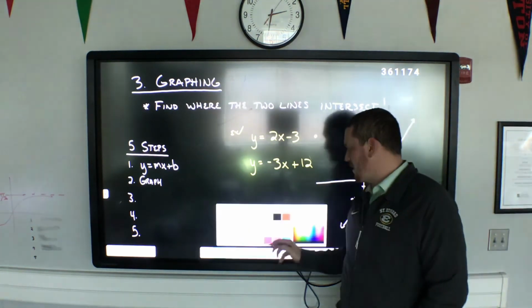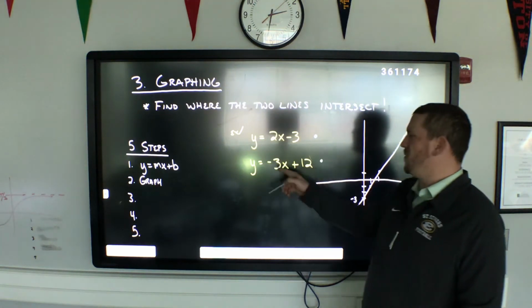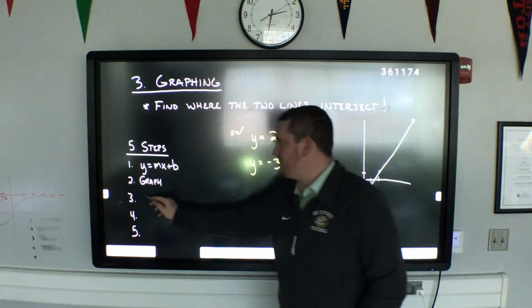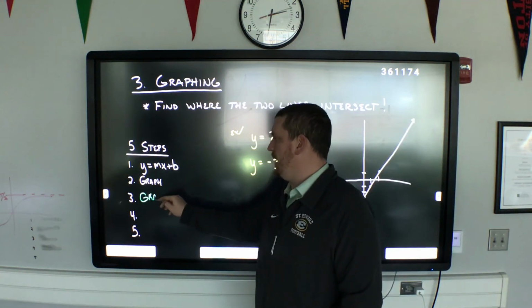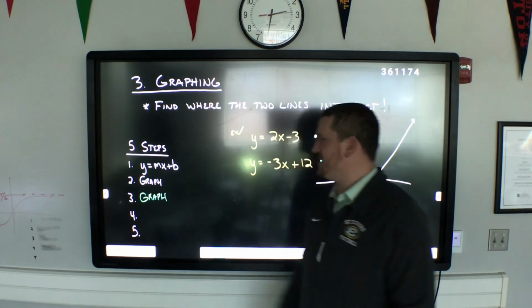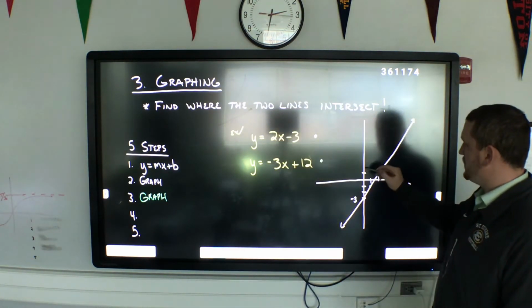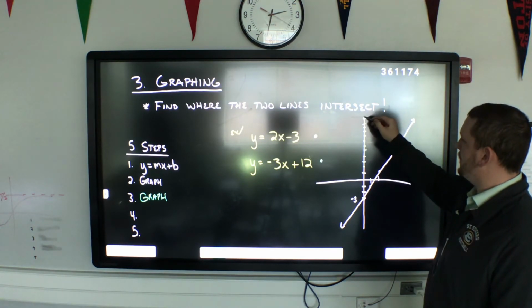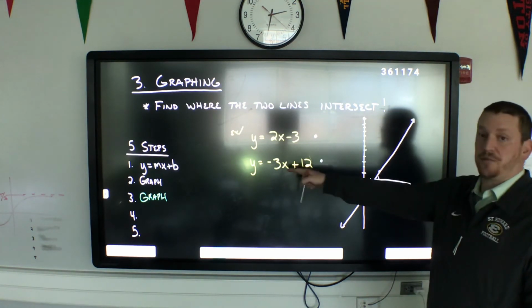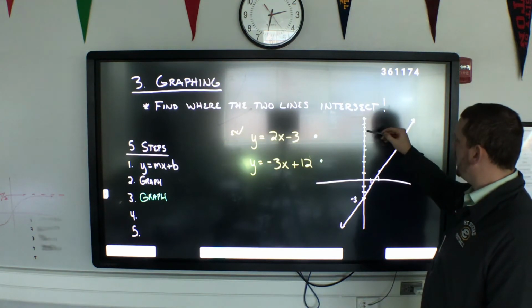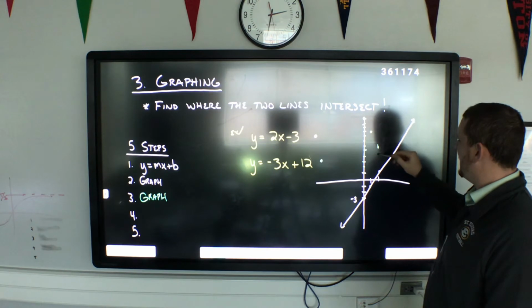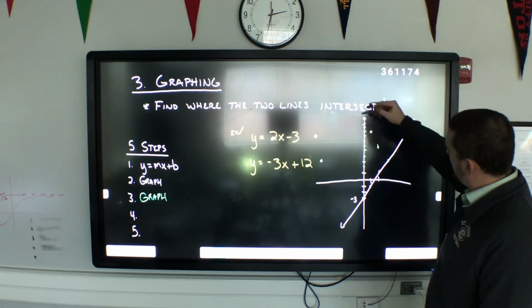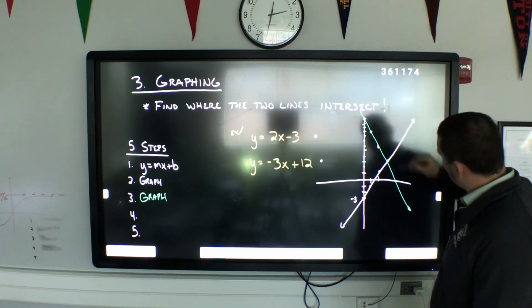I'm going to use a different color for the second one. So we have negative 3 plus 12, and I use that for step 3. Okay, step 3, I graph the second one. I start at 12, so 1, 2, 3, 4, 5, 6, 7, 8, 9, 10, 11, 12. And I go down 3 over 1, down 3 over 1, down 3 over 1, down 3 over 1. So we get a graph that looks like this.